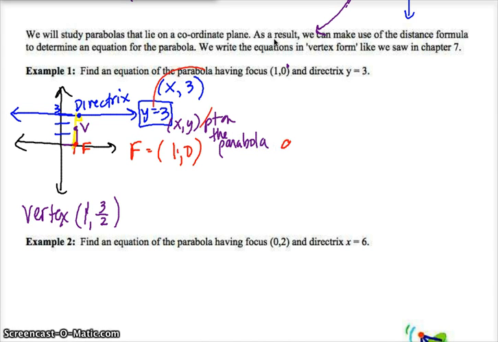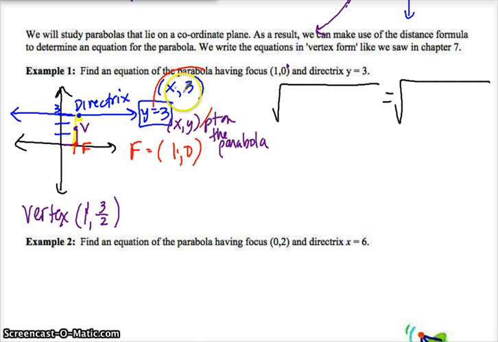So, okay, so now I need to find the distance between, according to that definition at the beginning, a point on the parabola and the directrix, and a point on the parabola and the focus. And we know the distance equation is the square root of the difference of the x's squared plus the difference of the y's squared. So that's what I'm going to calculate now.